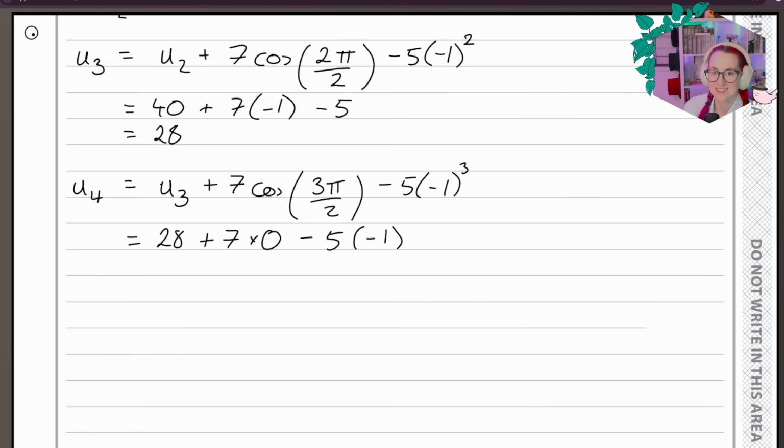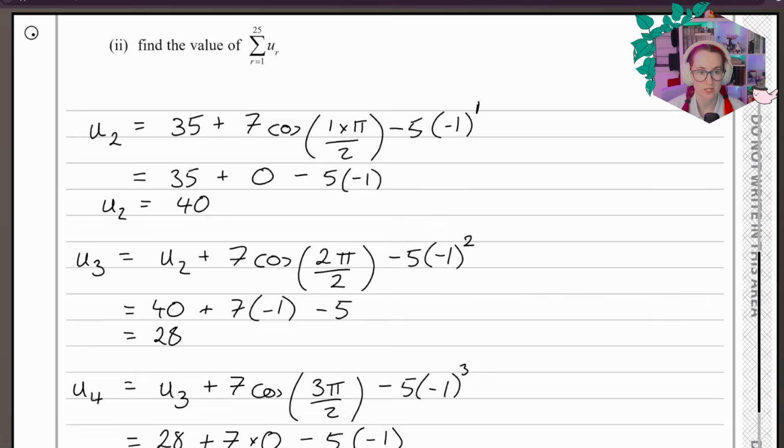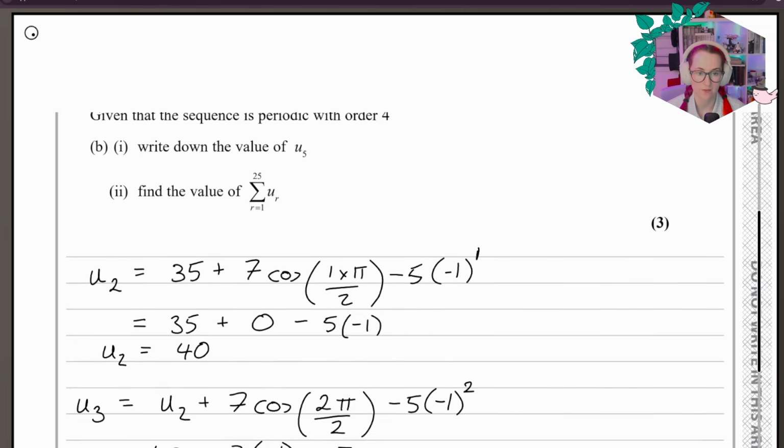I use a calculator for exact trig numbers. I said I'd forgotten them. I said we should know what they are, and I've already forgotten them. So it's been a while. 28 plus 7 times 0 is 0, minus 5, so that's plus 5, is 33. Okay. So we have U3 is 28, U4 is 33, U2 is 40, and U1 was 35.